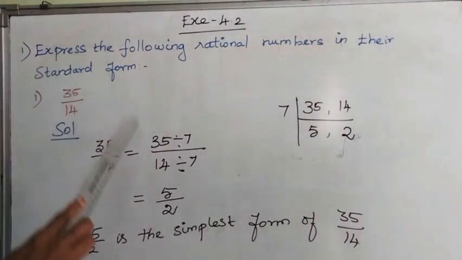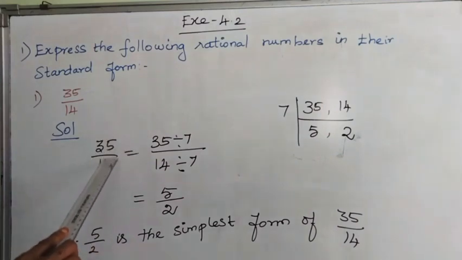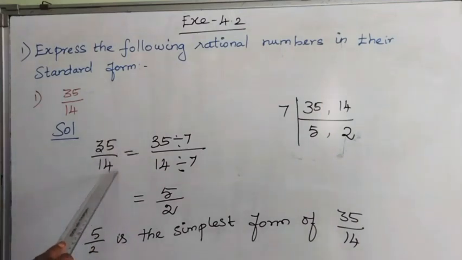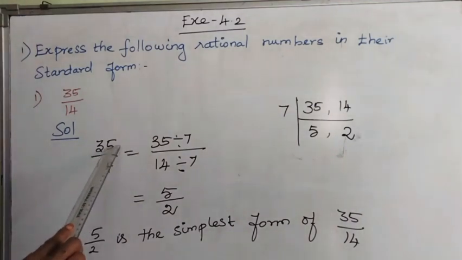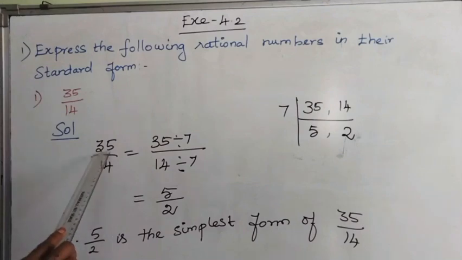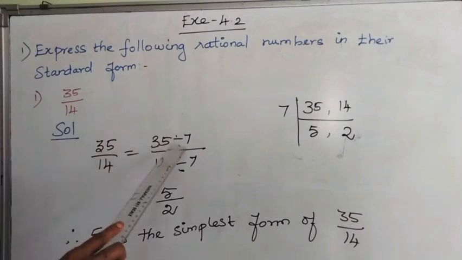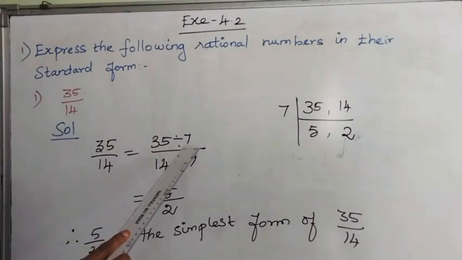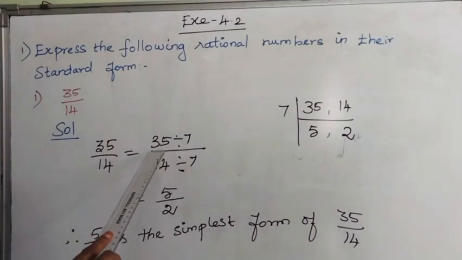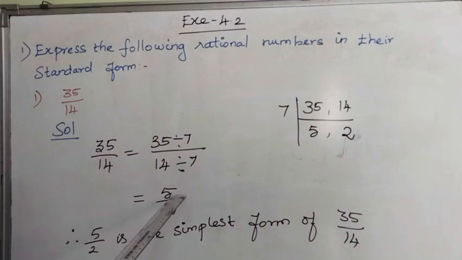So simplest form, what do we have to do? First we have to look at the given numerator and denominator. If the denominator is not negative, then we have to move to the second step. Second step, what do we have to do? We have to take the common factor. We have to see which table is common for these two numbers, in which table they come as factors. Now, the 7 table. So we have to divide 35 divided by 7, we get the answer 5, and 14 divided by 7 we get the answer 2. This is the simplest form.